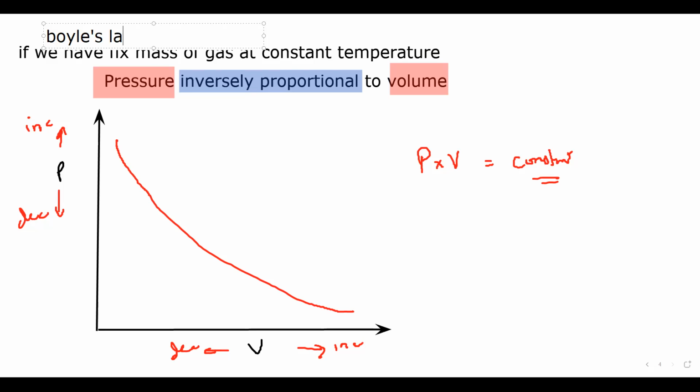What is the meaning of Boyle's law? Boyle's law states that if we keep the temperature constant and we try to increase the pressure, the volume of the gas will decrease.